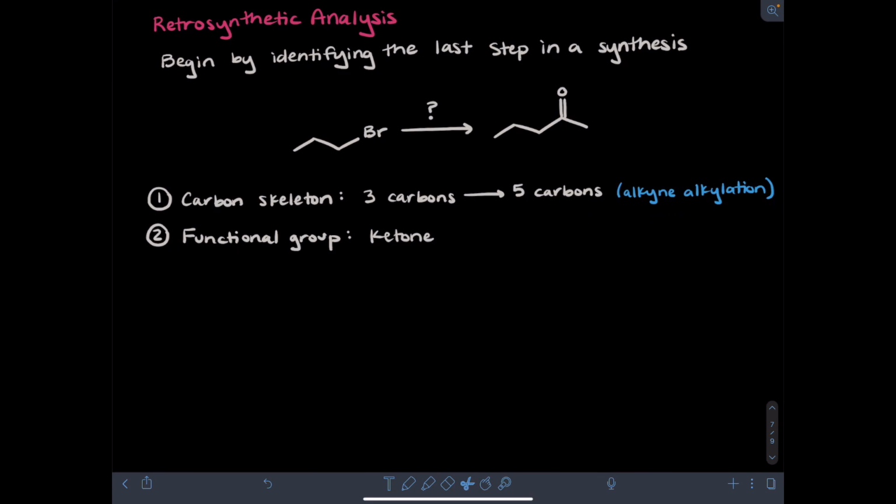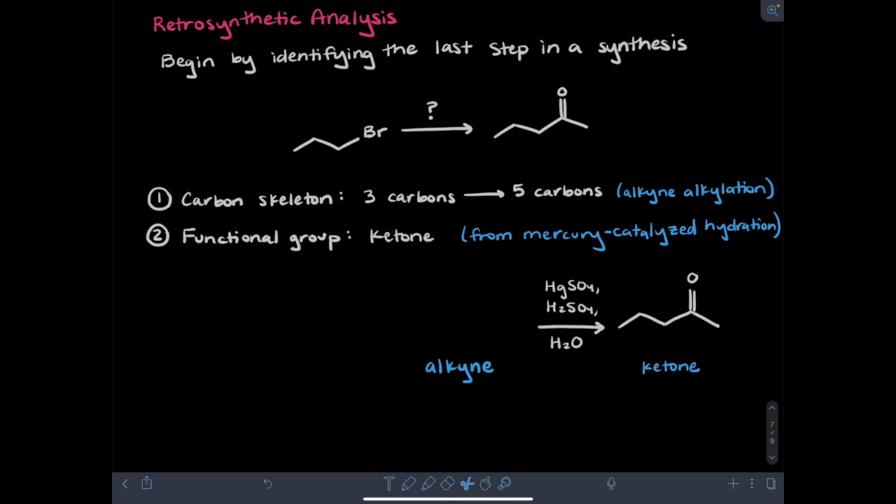Now I want to look at what functional group is present in the product, which would be a ketone. And one method for making ketones that we've learned so far is using mercury-catalyzed hydration of an alkyne. So, thinking backwards one step in the synthesis, I want to think about what alkyne I would need to treat with mercury-catalyzed hydration conditions to get to this 5-carbon ketone, where the ketone is second from the right.